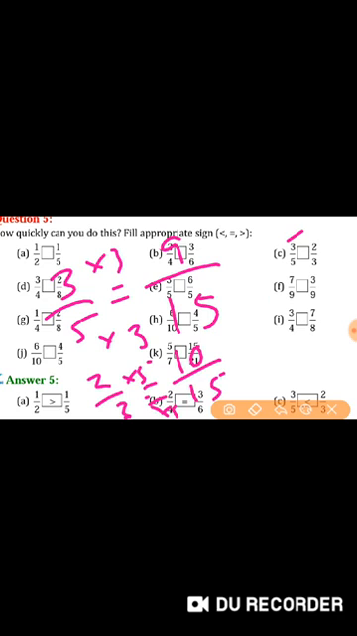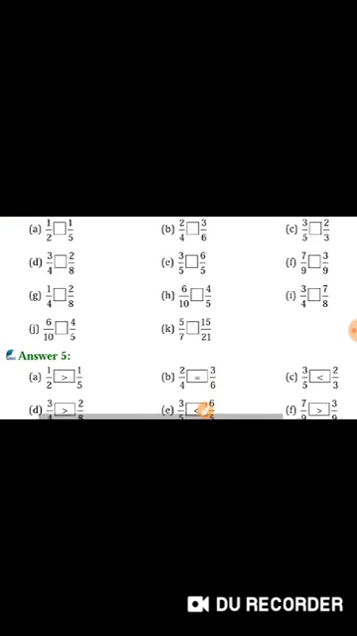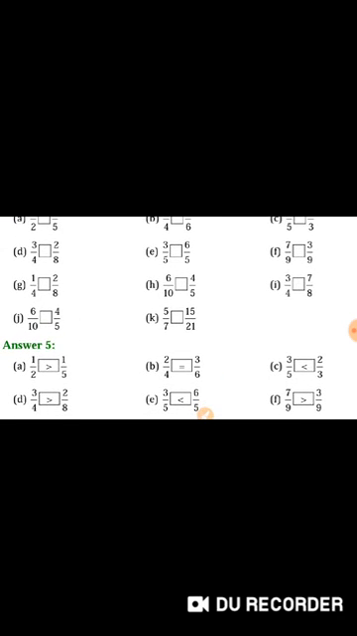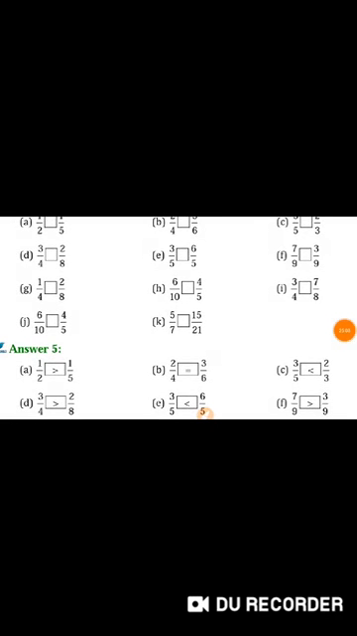Which is lesser? So this will be the lesser. So 3 by 5 is lesser. This is how it works if the denominators are different. Okay, then 3 by 4, 2 by 8. See the next one, 3 by 4, 2 by 8.